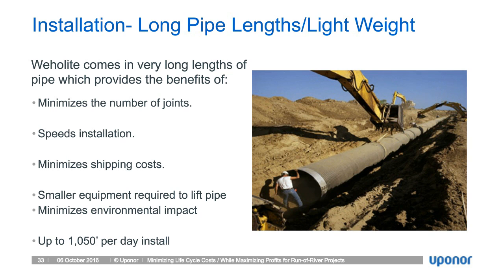The other thing we can do with this pipe is that if you have a project that is utilizing, say, a 96-inch diameter Weholite pipe and a 78-inch diameter Weholite pipe, we can nest this pipe together and ship it that way, and so our shipping costs are pretty much reduced by half.